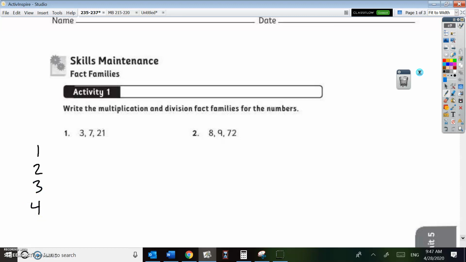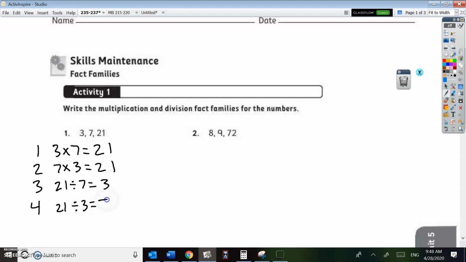So we'll start with our multiplication problems. And then use your product from the multiplication problems, turn it into the dividend for your division problems. Same thing over here. Start with your multiplication problems. And then switch to your division problems.